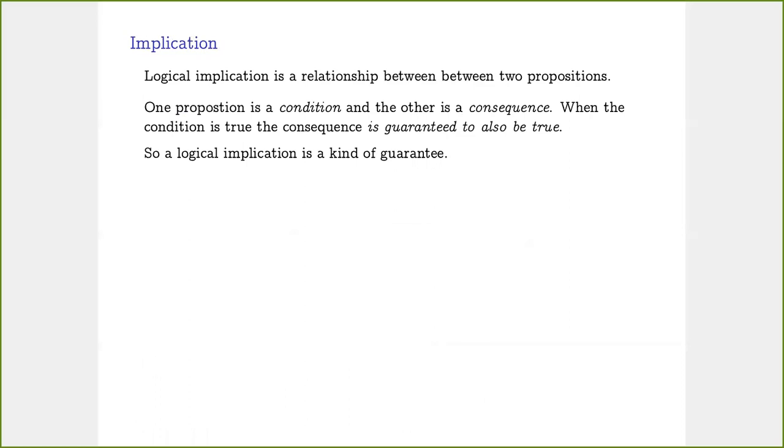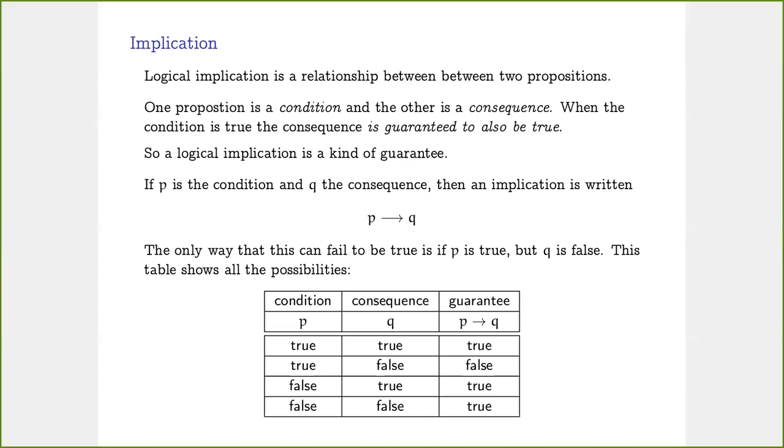Logical implication is a relationship between two propositions. It's the foundation of logical equivalence, which we're on our way to exploring. One proposition in a logical implication is the condition, and the other is the consequence. When the condition is true, the consequence is guaranteed to also be true by the implication. So a logical implication is a kind of guarantee.